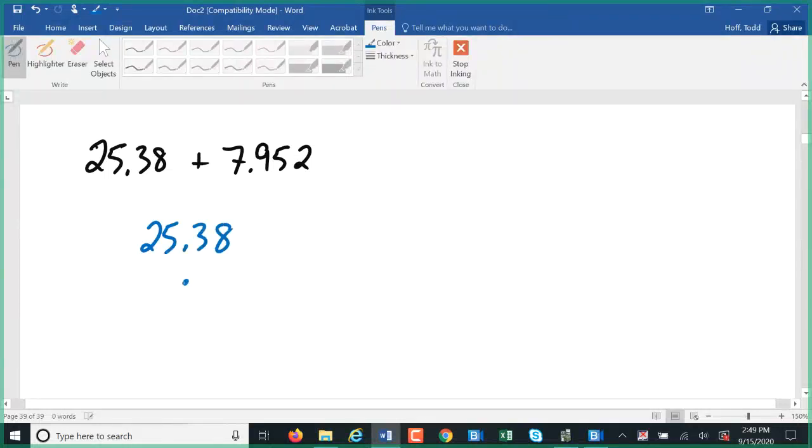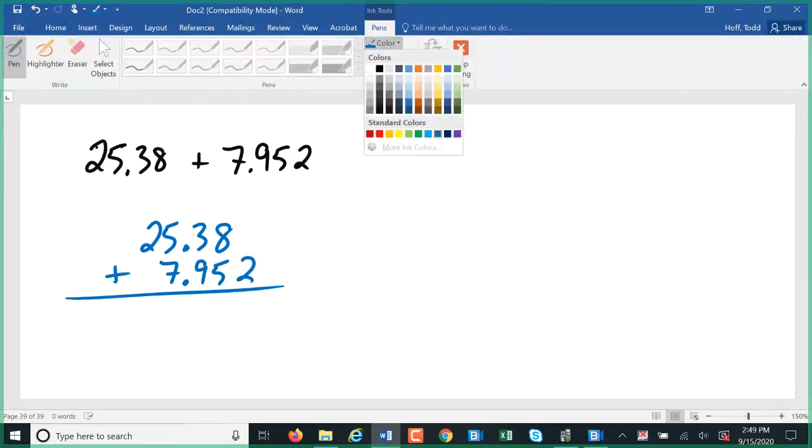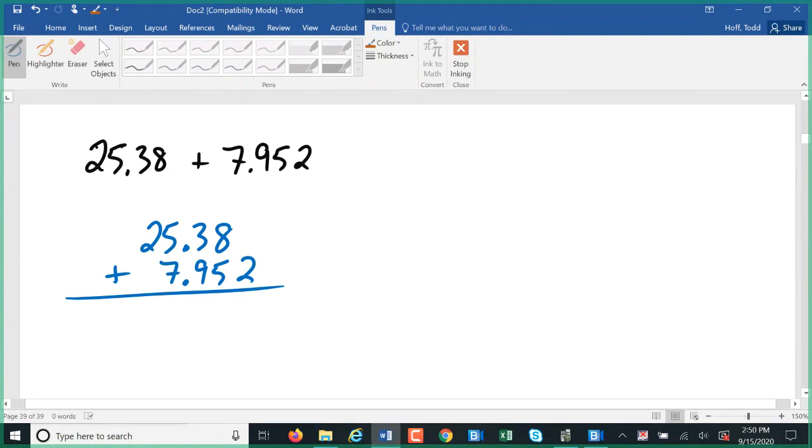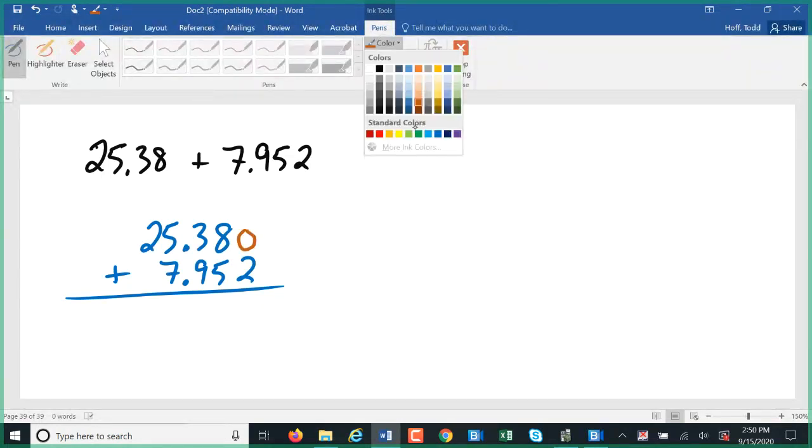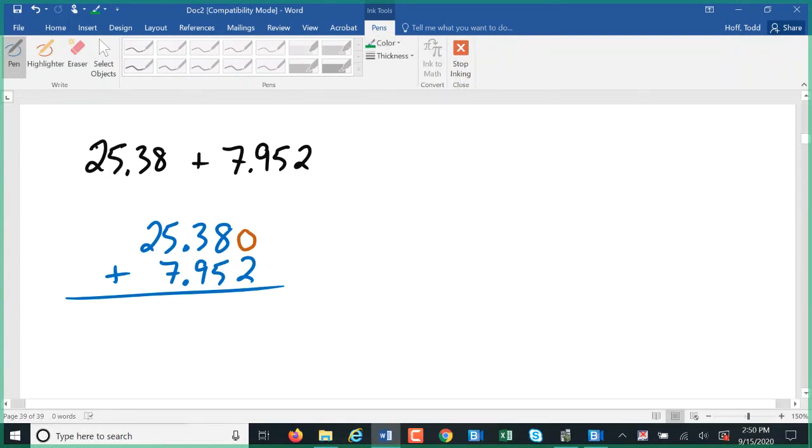I typically then put the decimal point in for the second number right away, so it's right below the first one, and fill in the number around it. So 7.952, and we're adding. So we'll go ahead and add. Now what I should do here before I add is fill in the zeros for those missing decimal places. So I put a 0 in there.